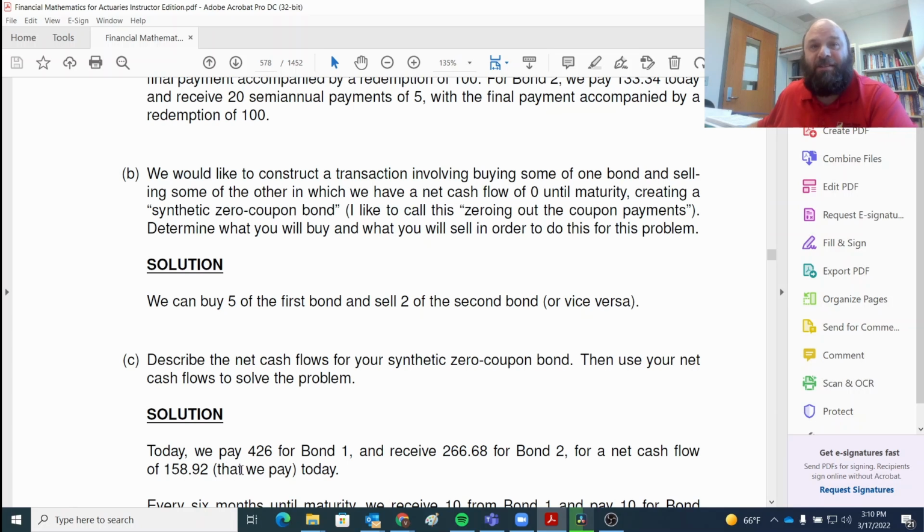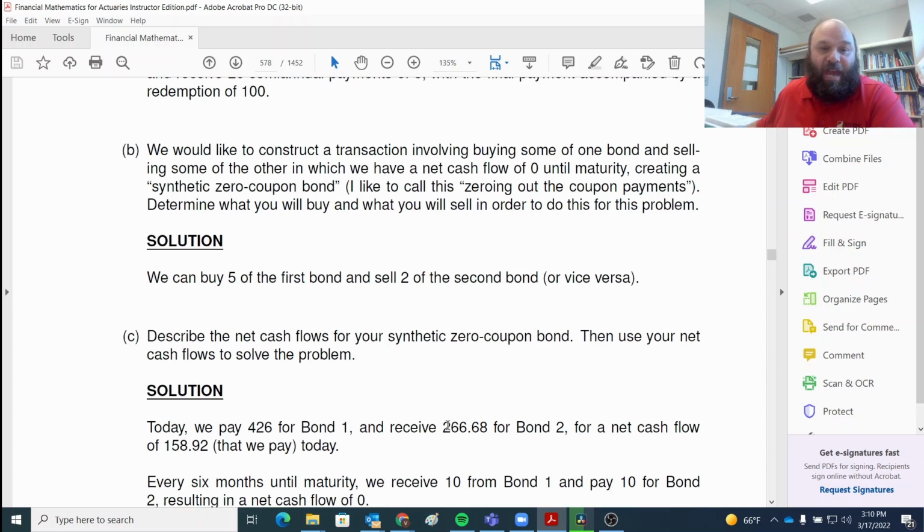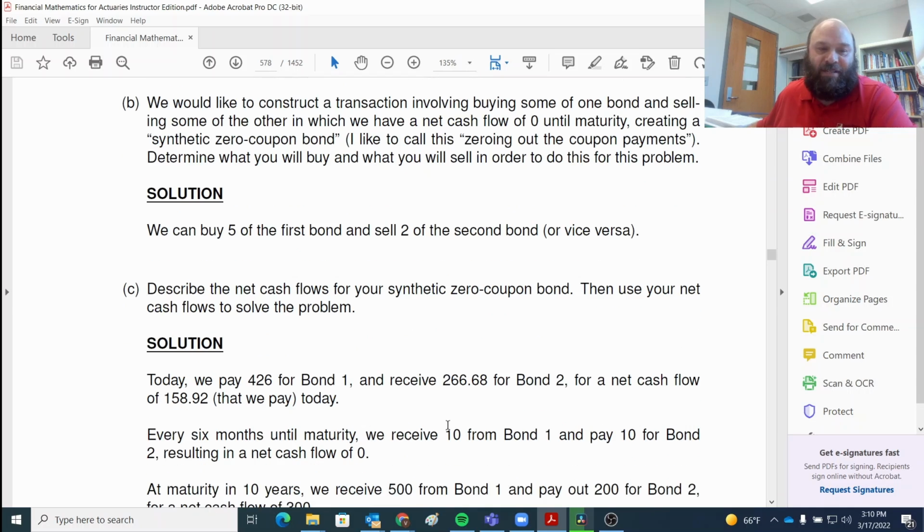So we're buying this thing, so we have a long position. Right? If you reverse the purchase and sale, you'd have net cash flow of negative 158.92 that you would receive. Right? But anyhow, we pay 158.92 today. Every 6 months until maturity, we receive 10 from bond 1, pay 10 for bond 2, resulting in a net cash flow of 0. Well, that's exactly why we did this, right? So there's no surprises there.